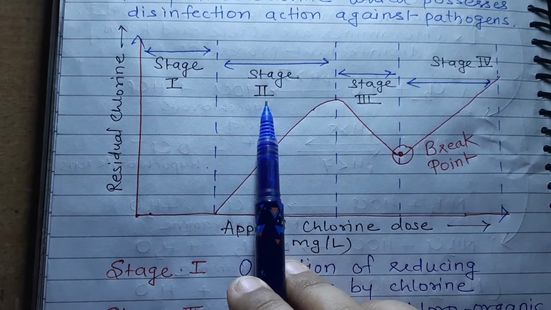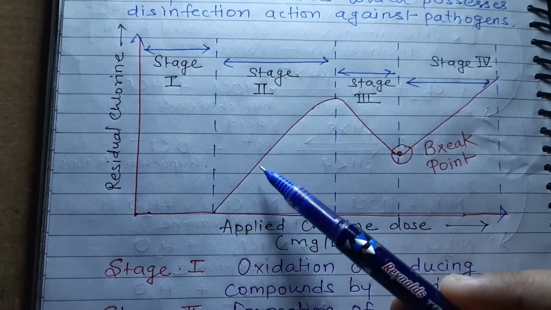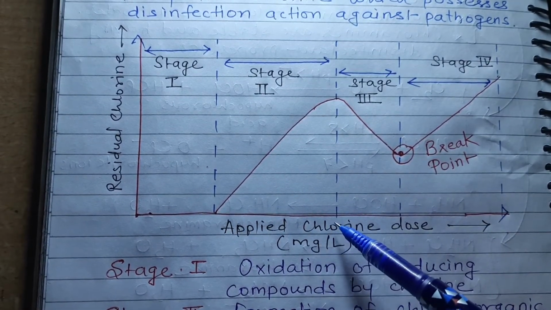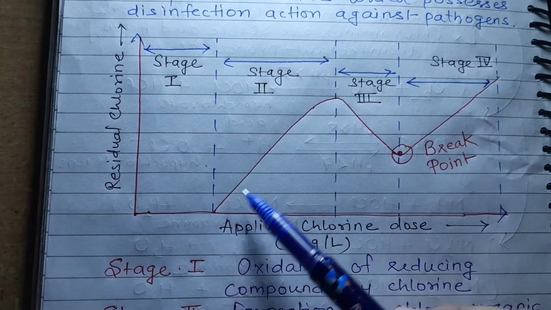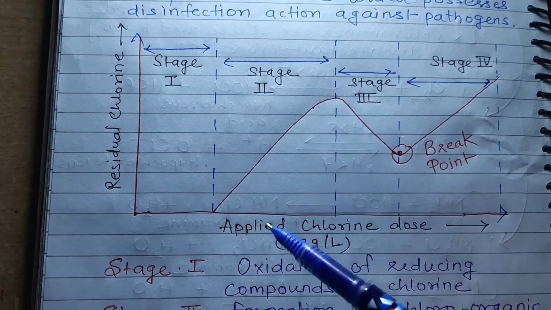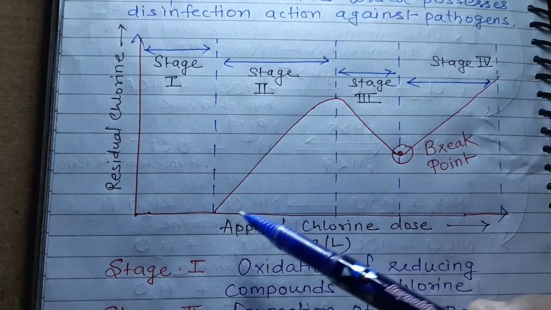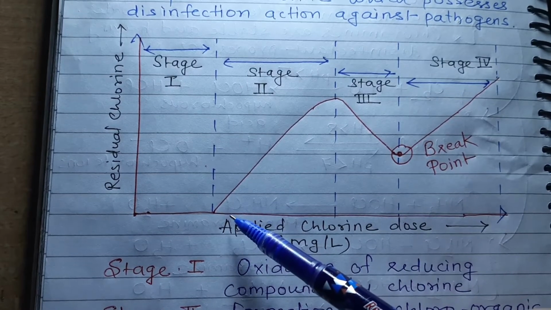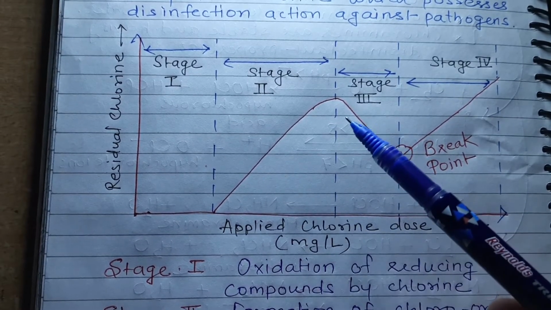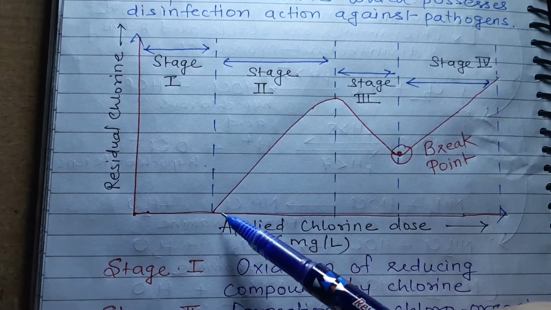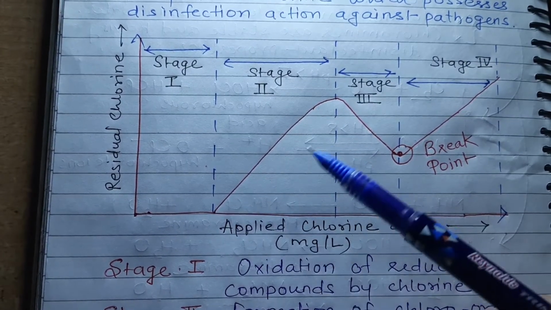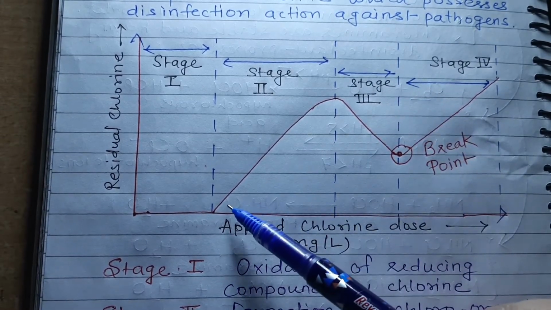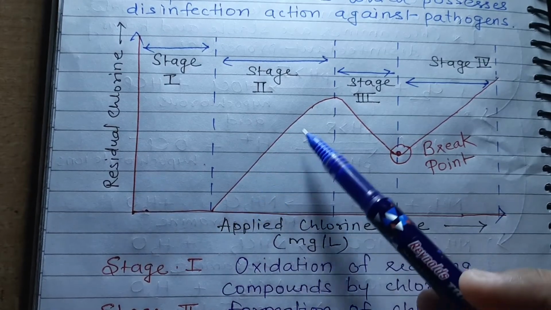In stage 2, there is a steep increase in the residual chlorine. As you apply more and more chlorine dose, there is an increase in the residual chlorine. And why is it so? It is due to formation of chloro-organic compounds and chloramines. Now the chlorine combines with the lesser reducing substances in the water, and they are not instantly oxidized, rather first they form compounds with the chlorine known as chloro-organic compounds and chloramines, and due to their formation the residual chlorine in the water increases.